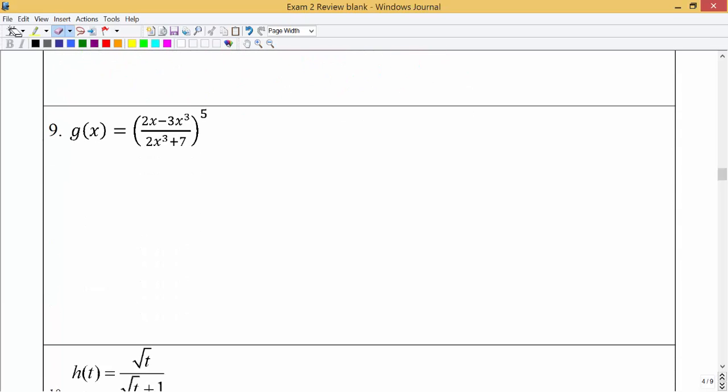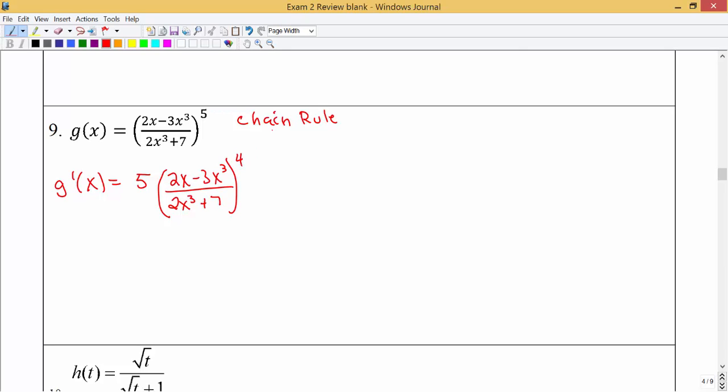All right, for number 9, we notice that for this one we have a group of terms all raised to the same power. So in this case we're going to use the chain rule since everything is in the parentheses raised to the same power. So to find the derivative here, we're going to multiply the power out front. We're going to write the inside function as is. Reduce the power by 1.